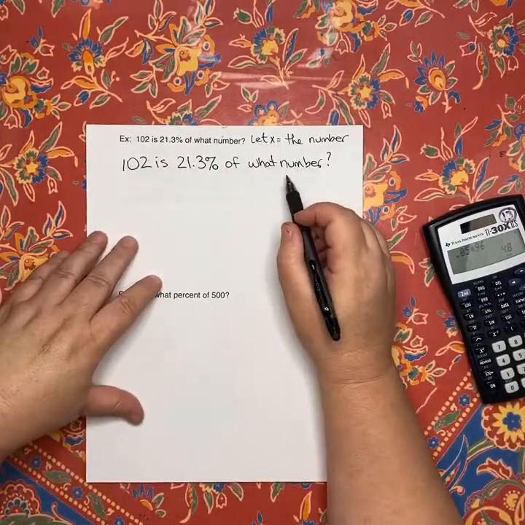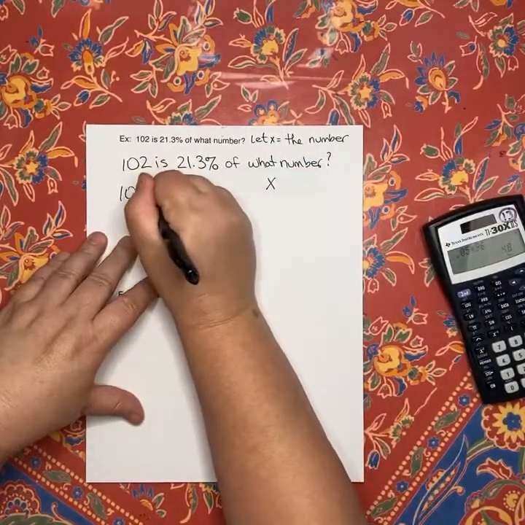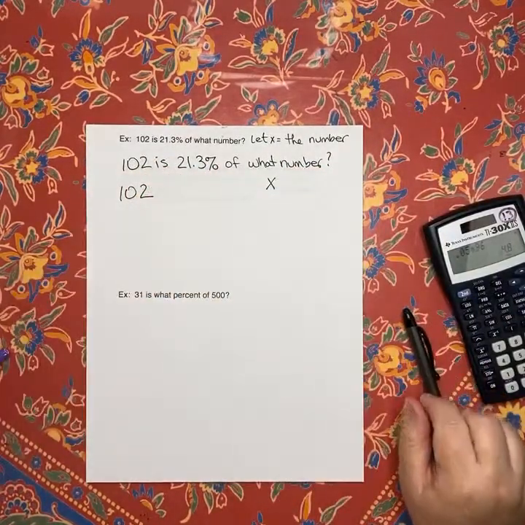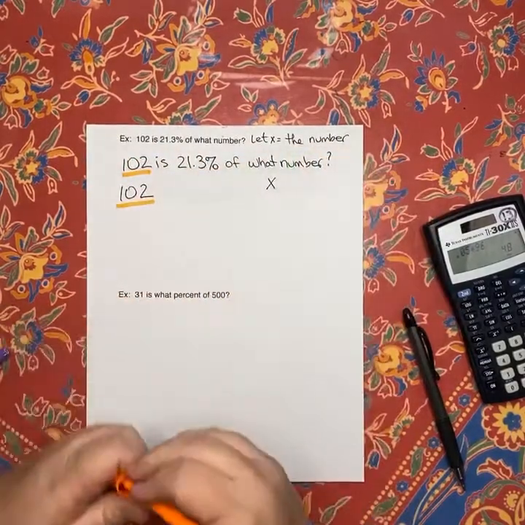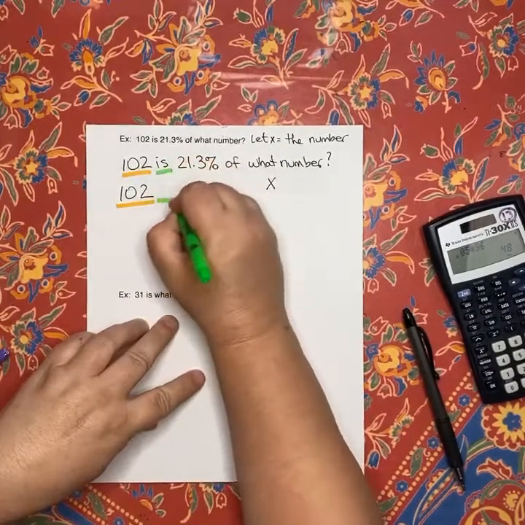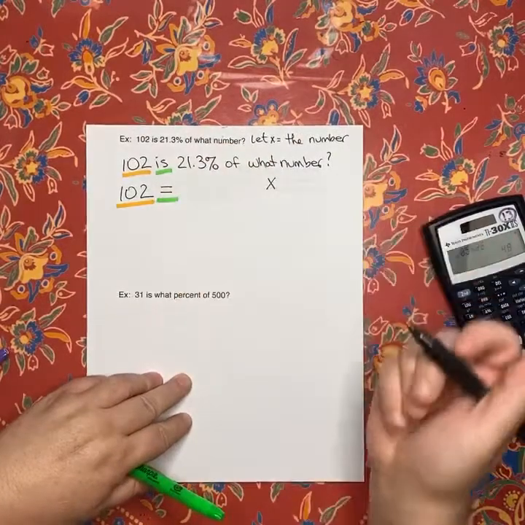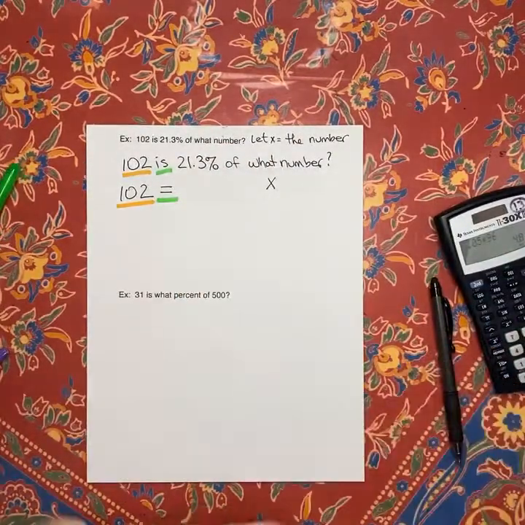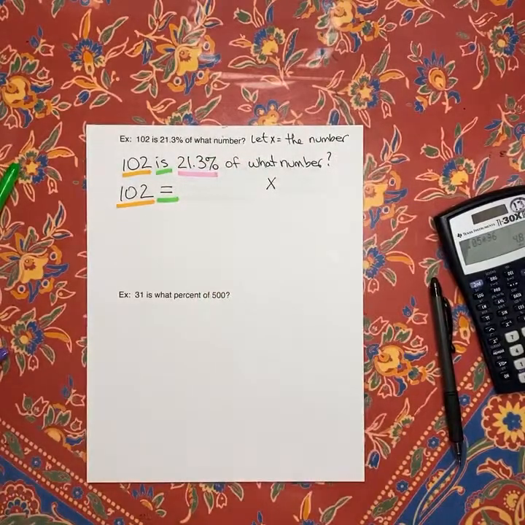So we're going to use X for the number. So I'm going to put the X there. I've got 102. I know 102. That's yay. 102 is just a number. It's a decimal already, so we got it. The word is. Do you remember what the word is was? Equals. Then we've got to get the decimal from the percent.